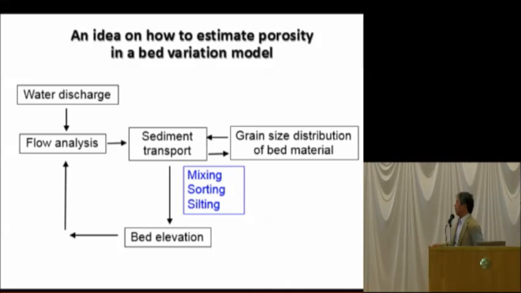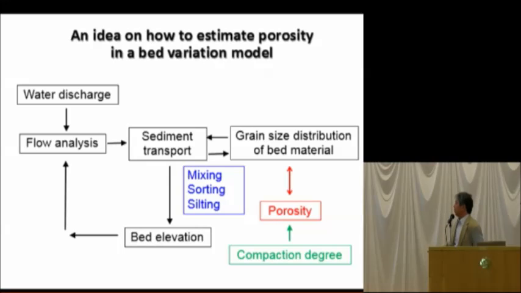And also the porosity change depends on this process. So that means there is some relation between the grain size distribution of bed material and porosity. There is some relation here. But we cannot consider the compaction degree, and I cannot say what gives the compaction to the bed material. So it's very difficult. So in this model, we are considering only these relations.